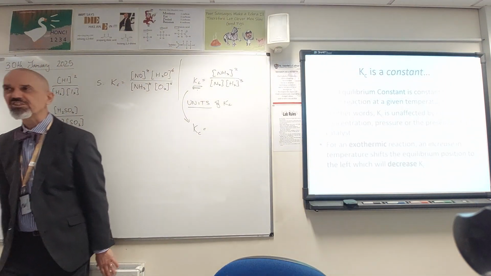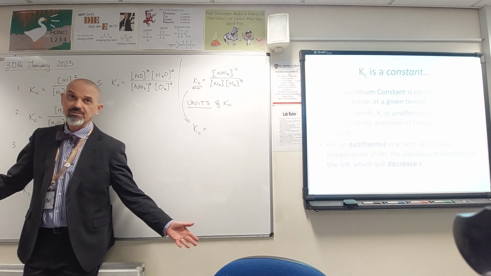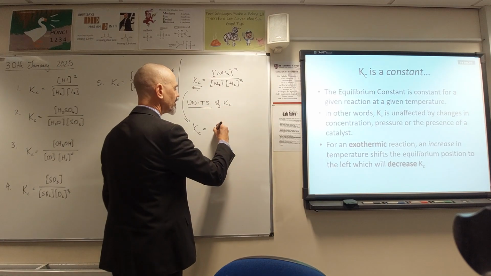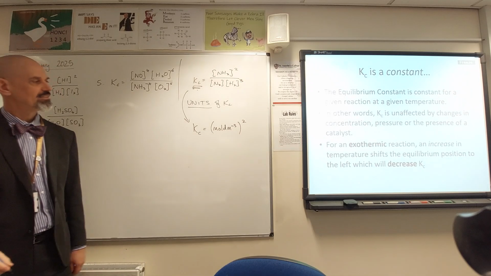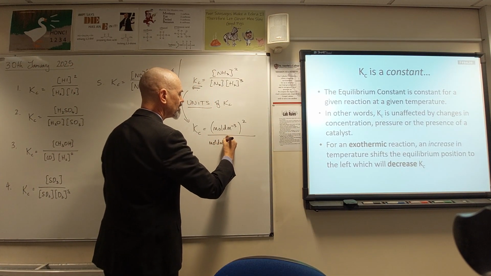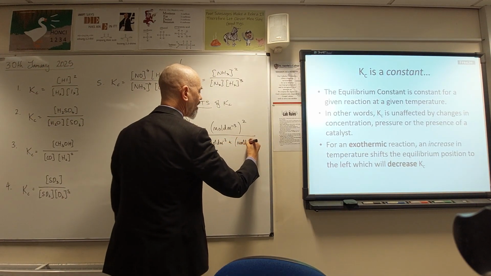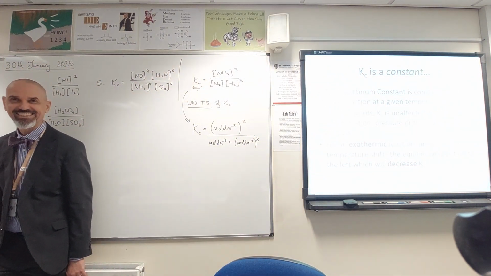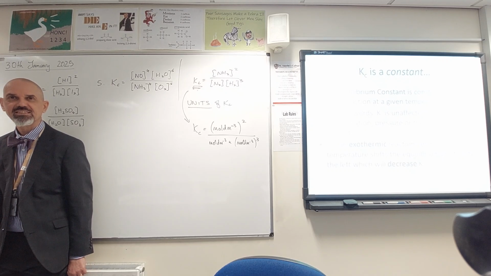So Kc equals the concentration of ammonia squared. Concentration is measured in mol dm^-3, mole per dm cubed, and we are squaring that, and then that's all going over the concentration of nitrogen, mole per dm cubed, times the concentration of hydrogen, mole per dm cubed, cubed. What are we going to do with that to try and make it a bit simpler?